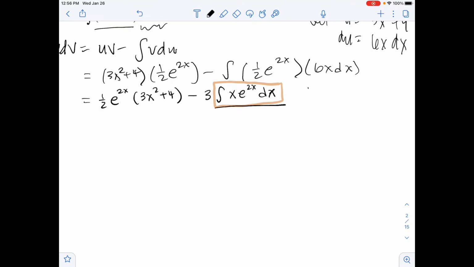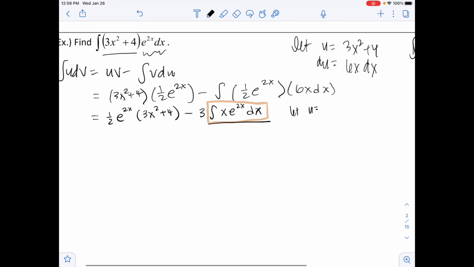And so I would let u equal, and I'm also going to have to let dv equal something. So u, again, is going to be my polynomial, just x. And then dv would be the remaining part of this, which is going to be e^(2x) dx. So then taking the derivative again, du would be dx. And then integrating both sides of this, I get v equals 1/2 e^(2x). So from here, everything is going to come down, and then I will use integration by parts again.